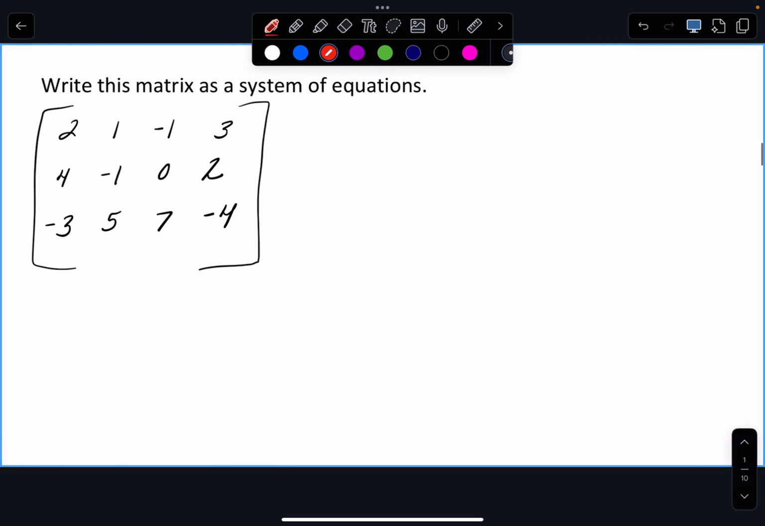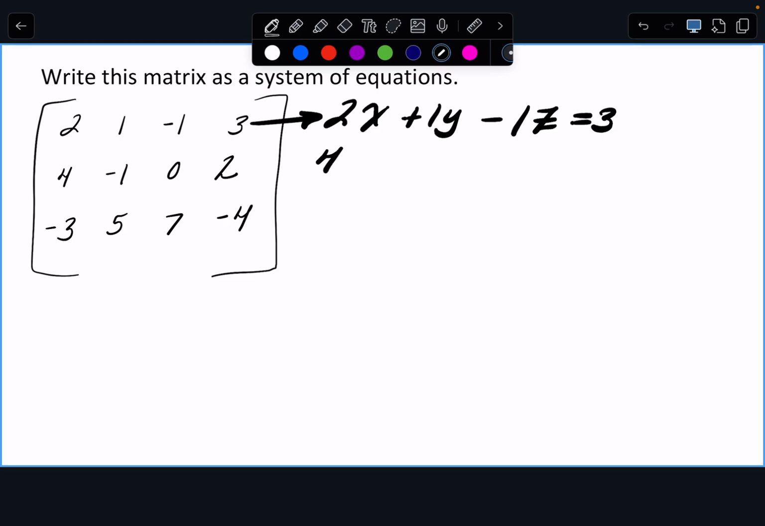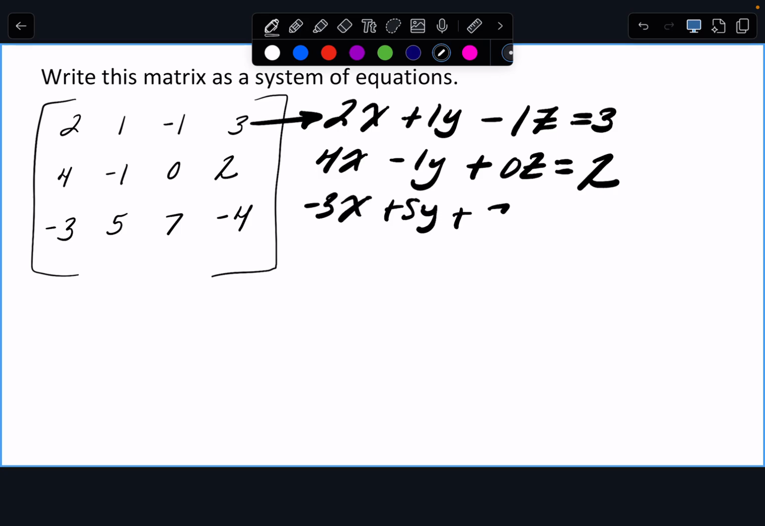Okay, let's switch back, because there's going to be times when you're at a certain point and you're going to say, okay, let's just switch back to the equation form of this. So practice writing this as an equation. Wouldn't it be 2x plus 1y minus 1z equals 3? Everyone? Yeah. 4x minus 1y plus 0z, so I guess I can write that if I want, equals 2. And then -3x plus 5y plus 7z equals -4. And then I could tidy it up. I could take off the ones. If there's a 0, not put it. You know what I mean? But I'm not going to waste our time.